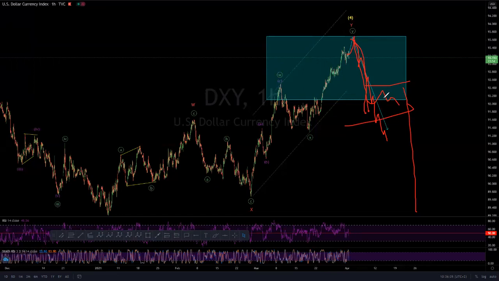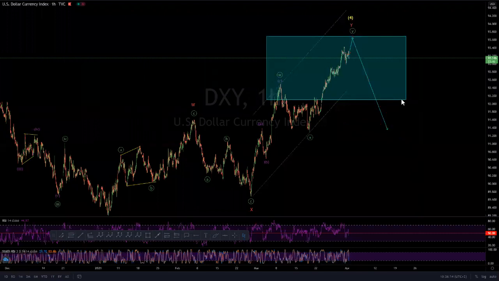All the major pairs need to at least have got into their blue boxes. Once they get to their blue boxes, it's very likely that you are going to start to get this move to the downside on the dollar index. But while not all of them are there yet, we might still get this one crawling higher, or they might just hold this level here.